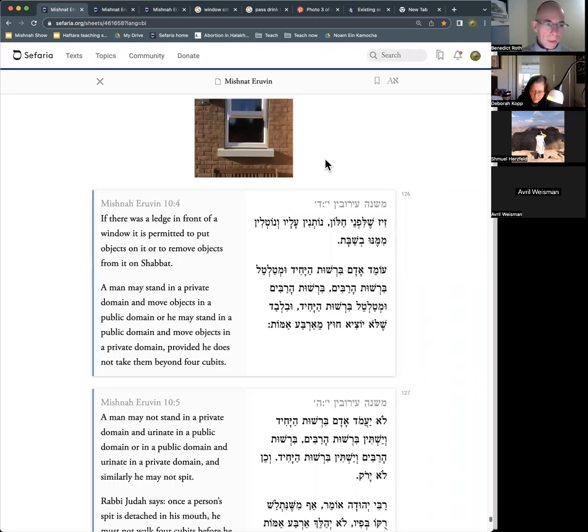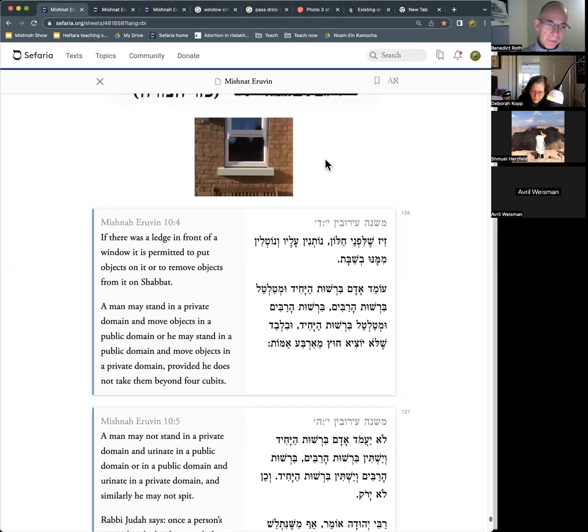Yesterday, we were talking about boundaries between different domains and something like the windowsill that's in the picture here. If there's a ledge in front of a window, private domain behind the window, public domain outside the window, and moving objects in and out of that space on Shabbat.